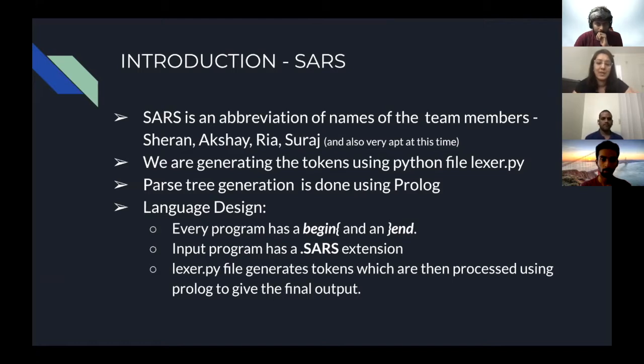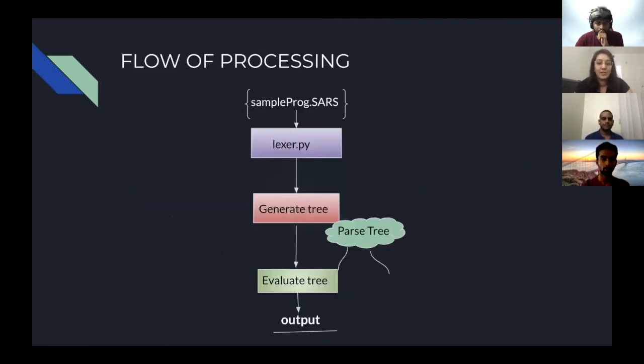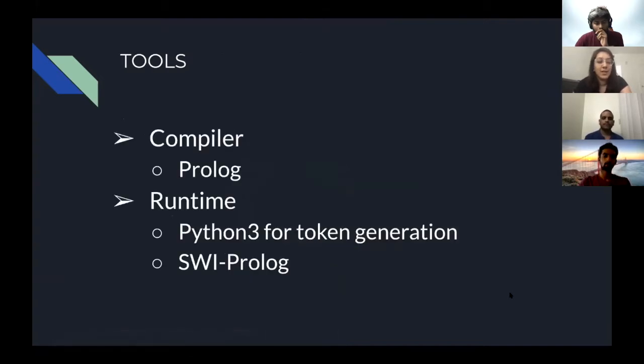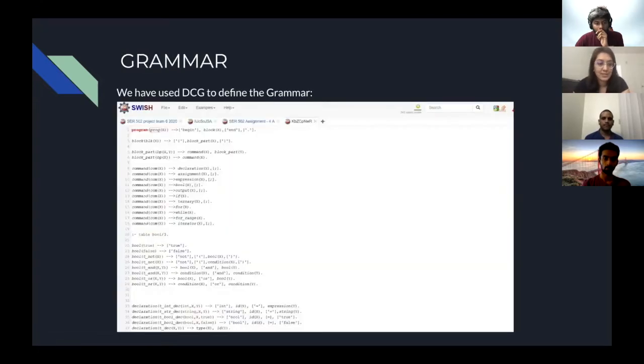Every program has a begin and an end. The program needs to have a .sar extension. After the tokens are generated, we will send them to the Prolog compiler to compile and finally give the output. This is the flow of the processing that I just described. We generate the tree, we give the parse tree to Prolog, and then we get the output. The compiler we are using is Prolog, and you need a Python 3 library and SWI-Prolog to run this.